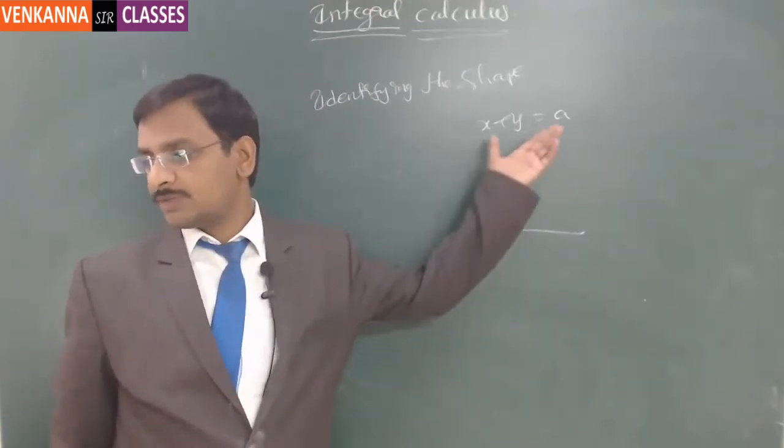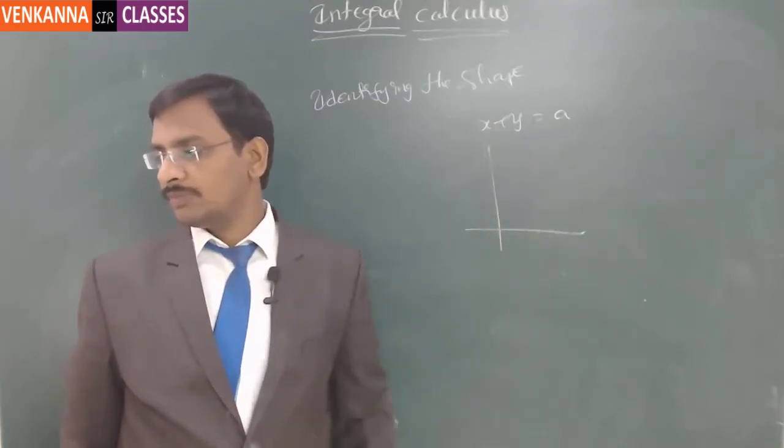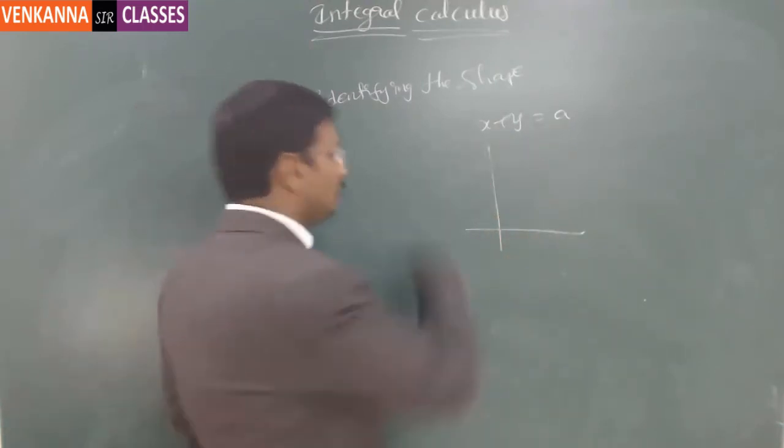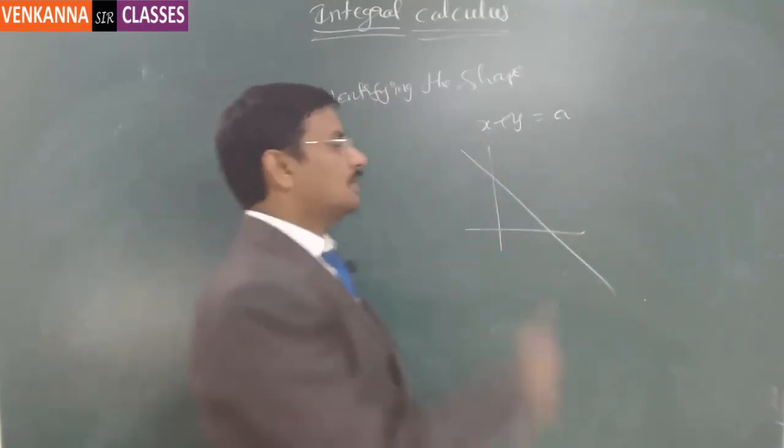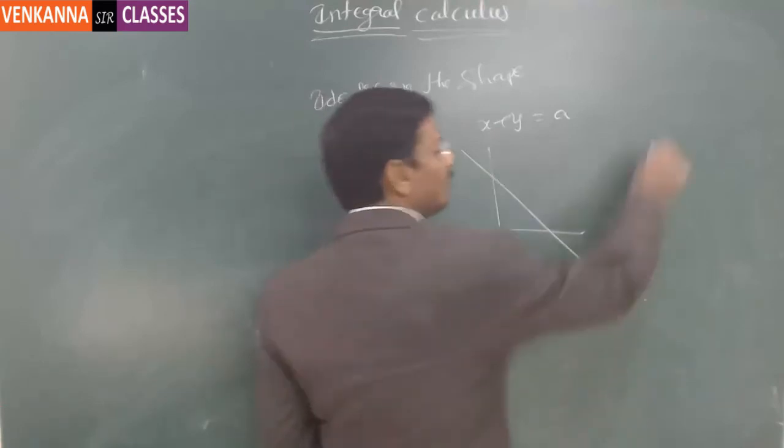What is the shape of x plus y is equal to a in 2D? It will be a straight line, right? So x is equal to minus y, then it will be a straight line like this. Now, suppose if I say the same equation in 3D, what will it do?